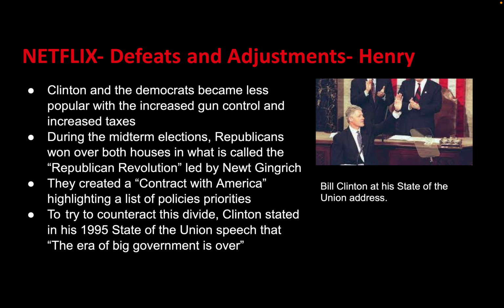During the midterm elections, Republicans won over both houses in what is called the Republican Revolution, led by Newt Gingrich. They created a Contract with America, highlighting a list of policy priorities. To try to counteract this divide, Clinton stated in his 1995 State of the Union speech that the era of big government is over. On the right, we see Bill Clinton at his State of the Union address.